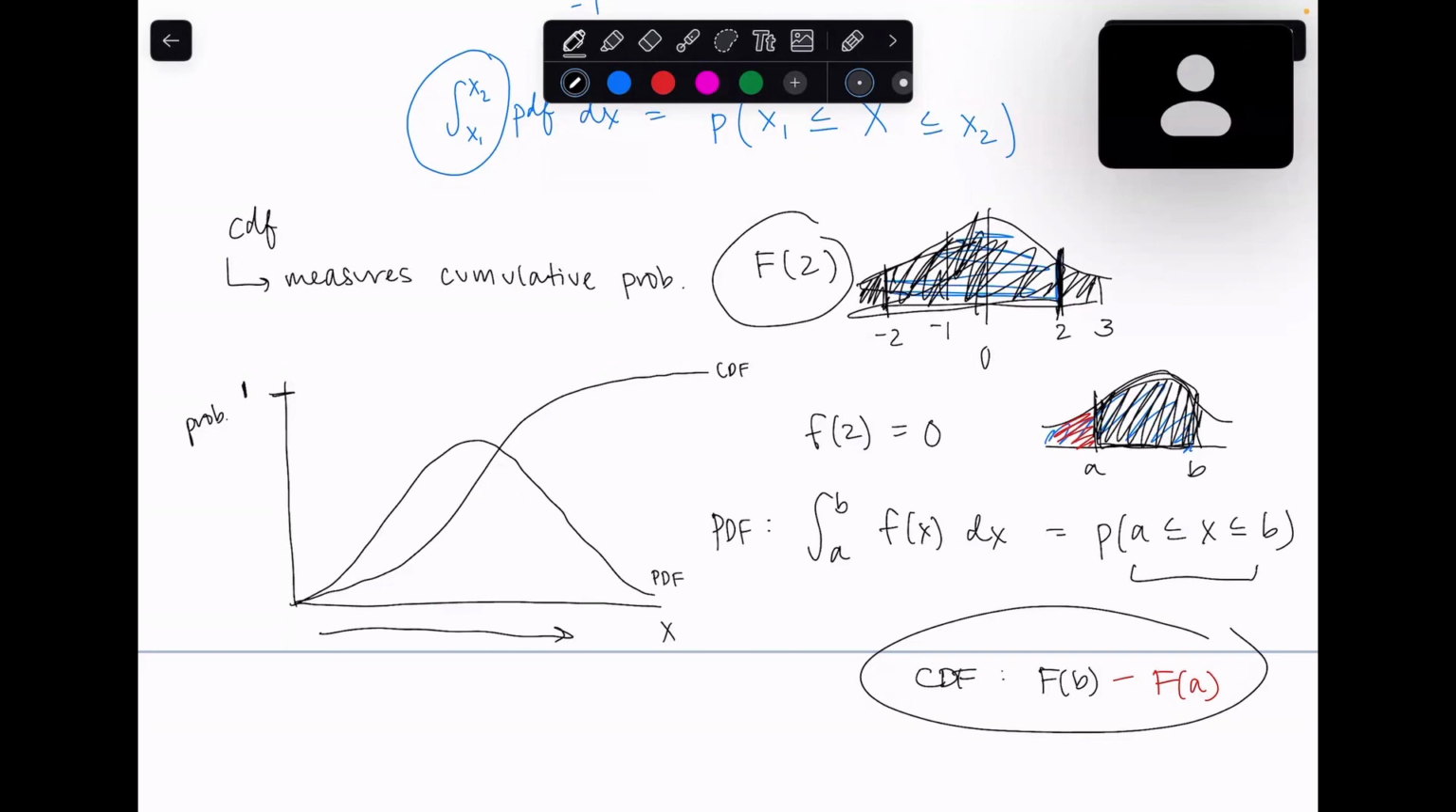Does anyone know how to get the CDF from a PDF? Say on the exam you're given some PDF and the problem says find the CDF for this given PDF. How do we go about doing that? What do you think?